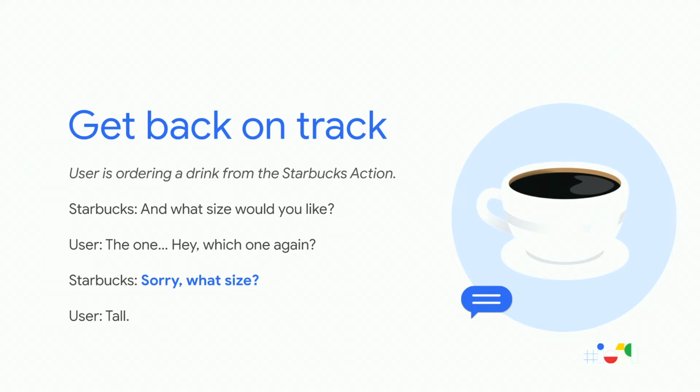Let's see an example of how Starbucks did this in their action, and you're also welcome to try this action yourself later on. So it's towards the end of the order. Starbucks is asking the user what size drink they want. It doesn't understand what the user says, and so it reprompts by saying, sorry, what size? And the user is able to get right back on track. Research shows that when errors are handled smoothly like this, users don't even remember that they happened, which is good in terms of user happiness. And it also means that users are staying in your action longer because they're not erroring out. So this is super important.